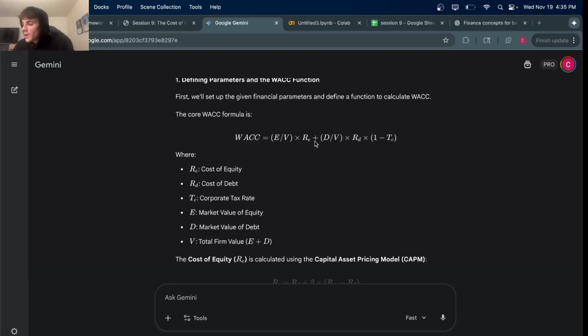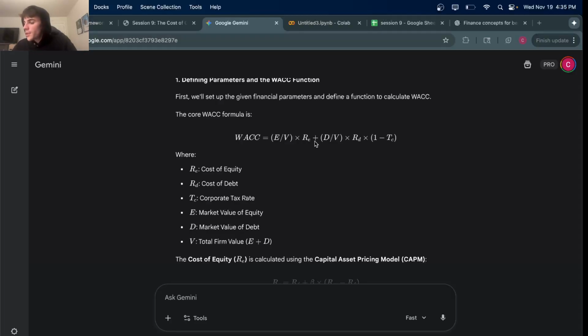Using this model, I first calculated the cost of equity, which came out to be about 11.65%, and the cost of debt after tax is about 4.58%. So plugging all that into the weighted average cost of capital formula, Netflix's WACC is about 11.21%.